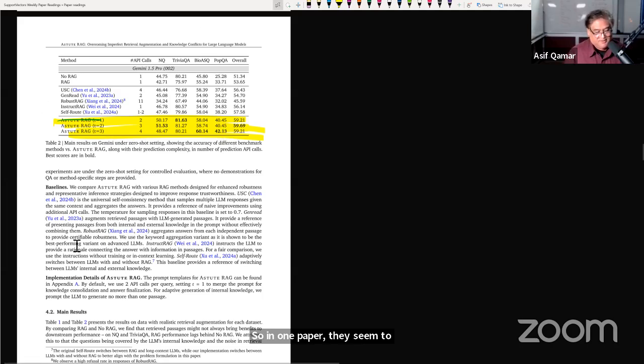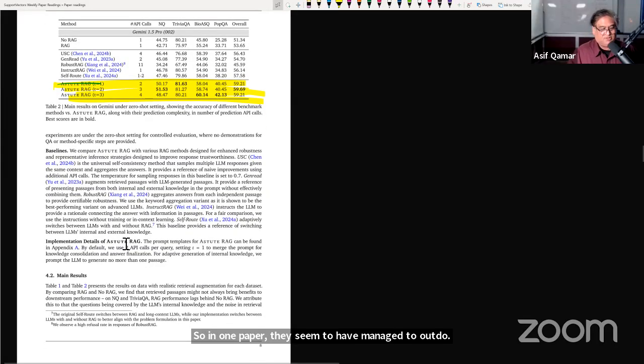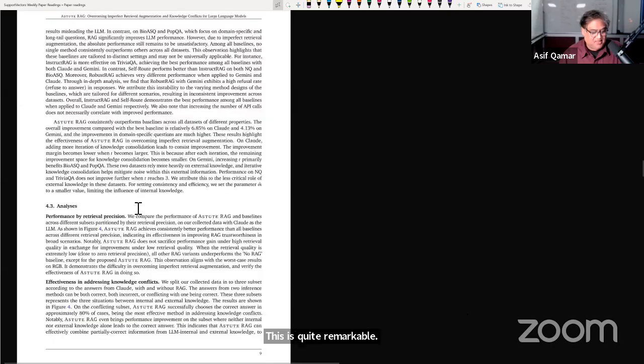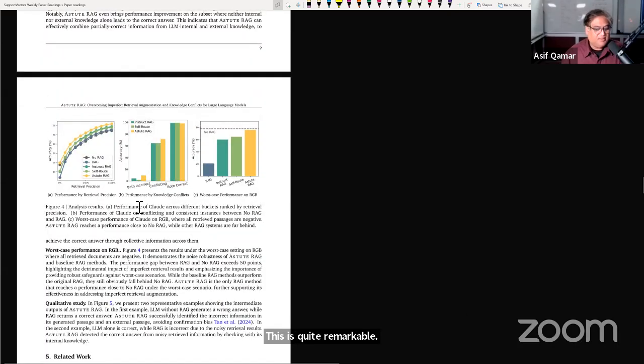Robust RAG, by the way, it was a strong contender. Instruct RAG was also a strong contender. I would say that compared to Instruct RAG and Robust RAG has been very good. The fact that they can beat those techniques, which were developed just a few months ago, is quite remarkable. And you see it in all situations.